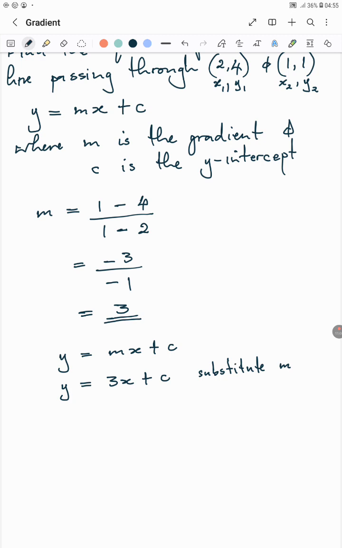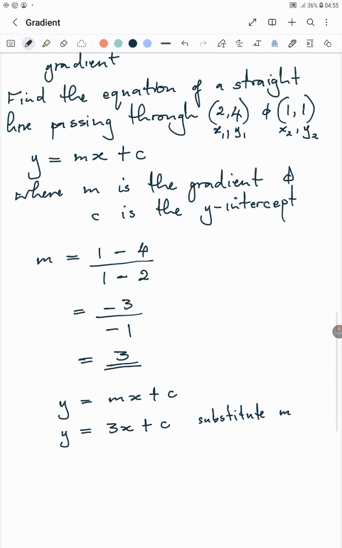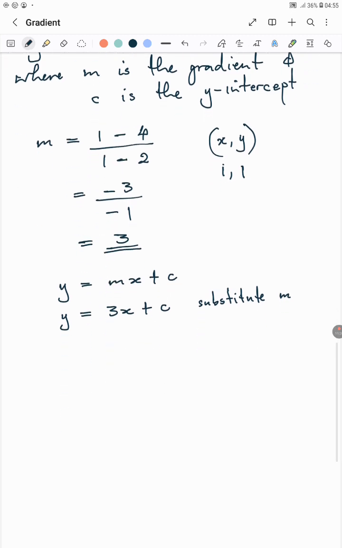In the next stage, we take any of the two coordinates, because we know these coordinates are always in the form (x, y), right? So it doesn't matter which one you're going to use. You can take (2, 4) or you can take (1, 1). So I'm just going to use (1, 1). So it means x is equal to 1 and y is equal to 1. So I go into that equation now. I substitute y and x. So y is equal to 1 and x is also equal to 1.